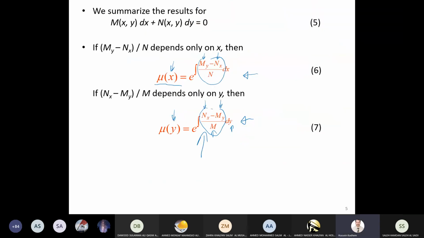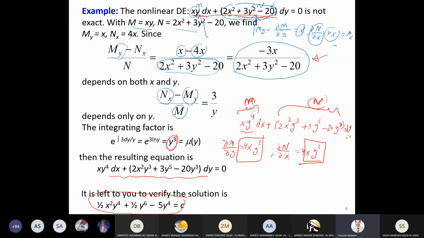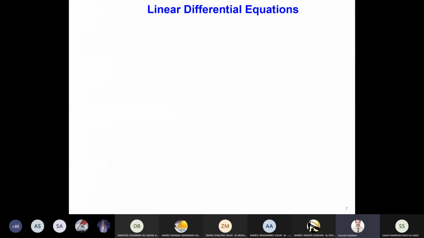We have here 2 rules. When mu, the integrating factor, is a function of x, and when the integrating factor is a function of y. We use one of them based on which one is the easy way. This one, 3 over y, or this one, the fraction here? Definitely we'll say this one is easy. Go ahead for this one.